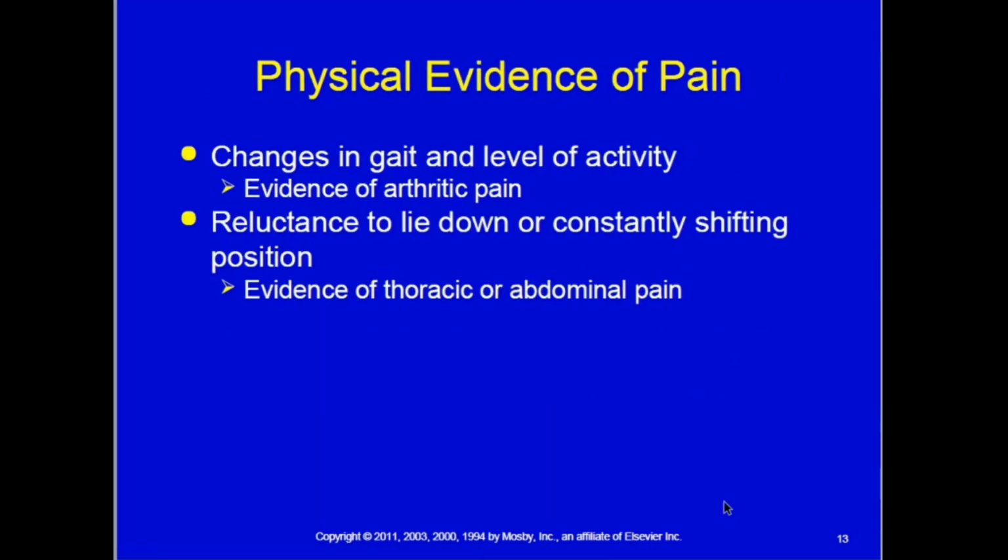It varies with the presence or absence of humans. Physical evidence of pain: there will be changes in the gait and level of activity. For example, if a patient is having arthritic pain, the patient will have difficulty in walking and the level of activity will be reduced. Reluctance to lie down or constantly shifting position is evidence of thoracic or abdominal pain. That is, the patient will be reluctant to lie down or will constantly shift position from supine to prone, or from left lateral to right lateral.